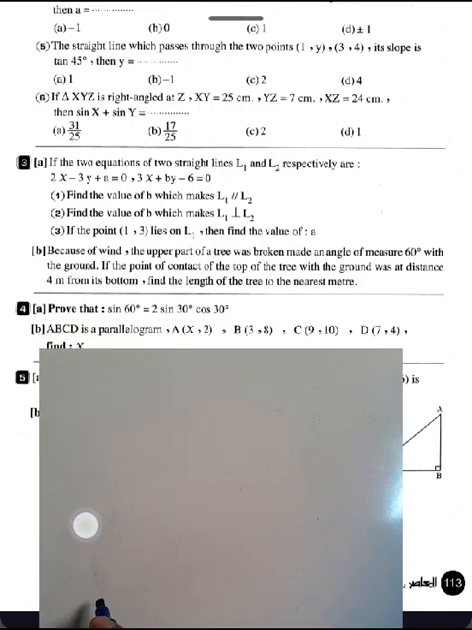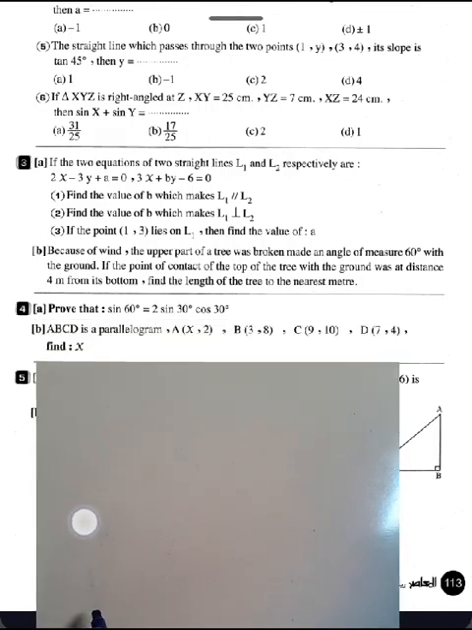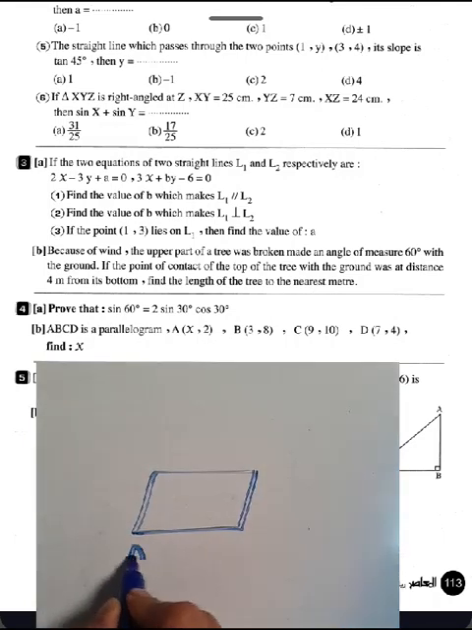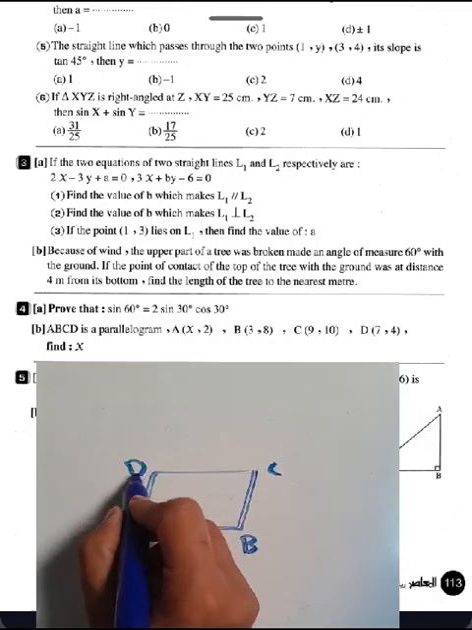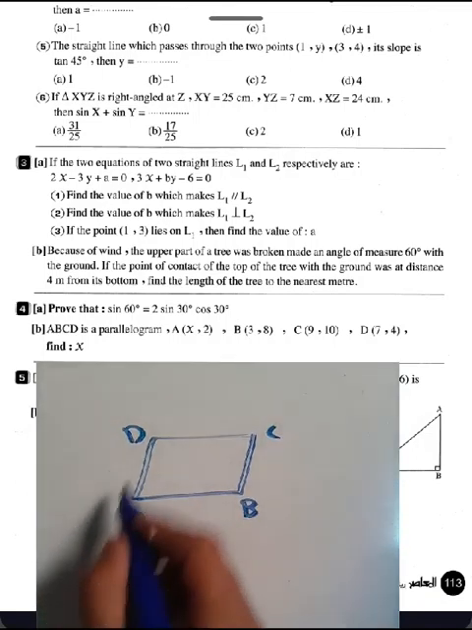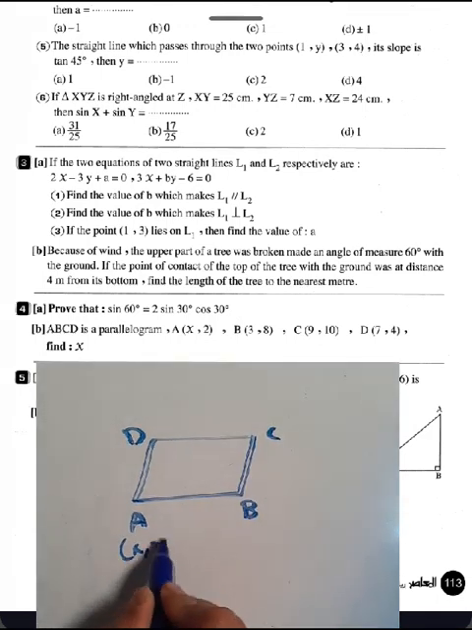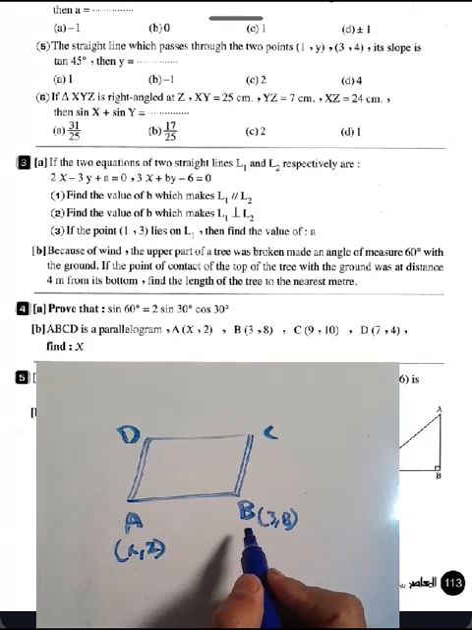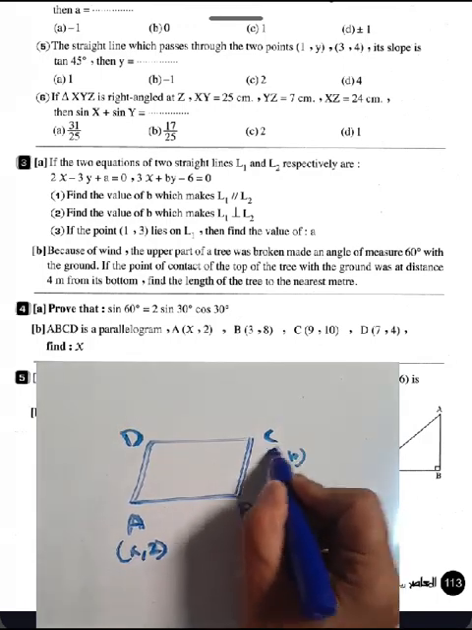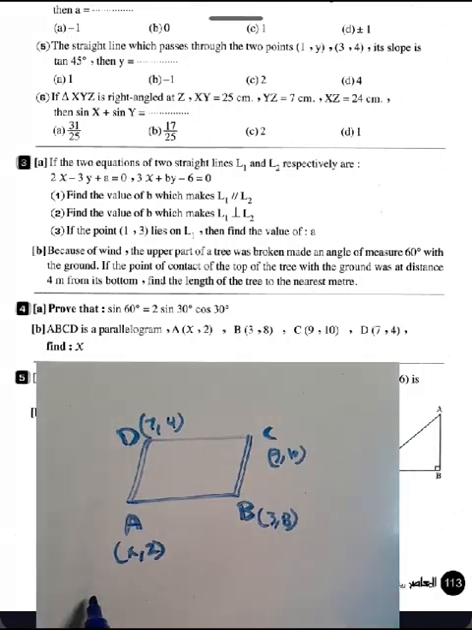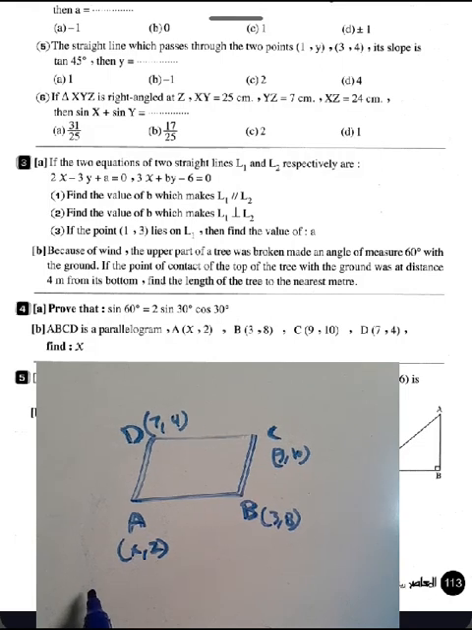Next example, if ABCD is a parallelogram. The property of a parallelogram is that opposite sides are equal in length. We must draw the parallelogram and put the points: A is (x, 2), B is (3, 8), C is (9, 10), and D is (7, 4). We want to find the value of x.